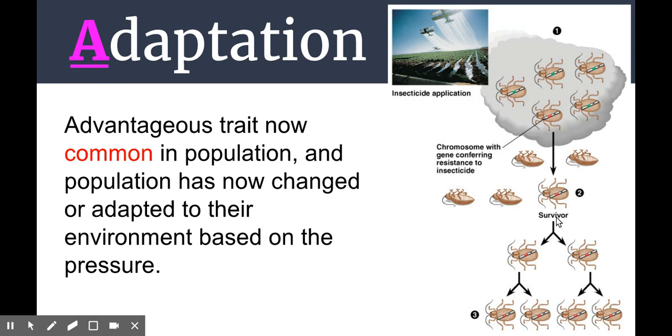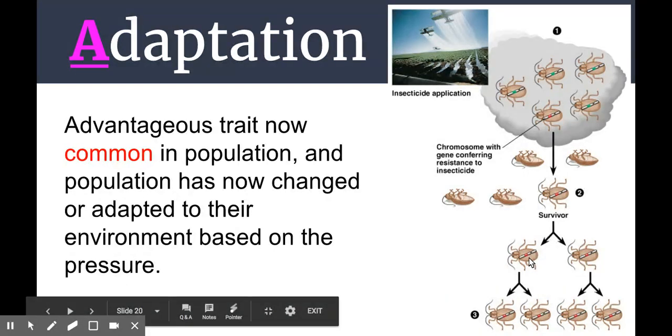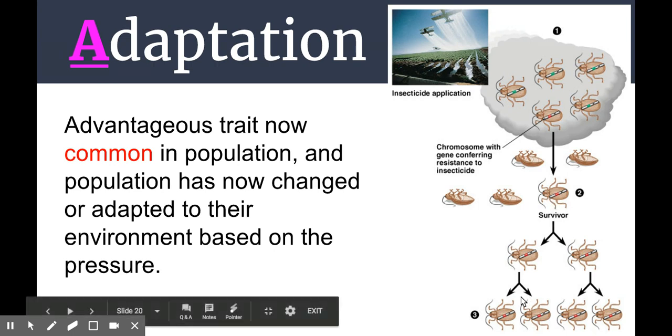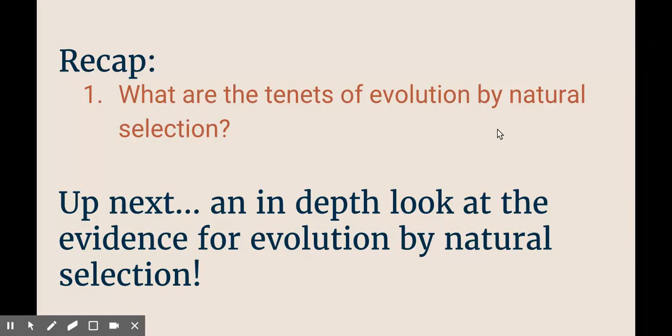Now we get time. So the survivor survives, they reproduce. They survive again, they reproduce. Every time insecticides get applied, it's always these ones with the trait that are surviving. So my time gives me more and more commonness for this trait to get passed on until eventually I end up with A, adaptation. I end up with a whole population where this trait is now incredibly common. So this population is now adapted to the environment. So we're going to practice this in class, applying these VISTA tenets of evolution by natural selection.